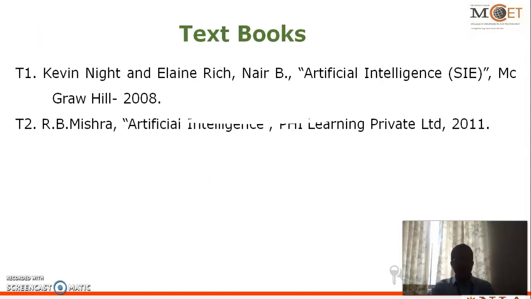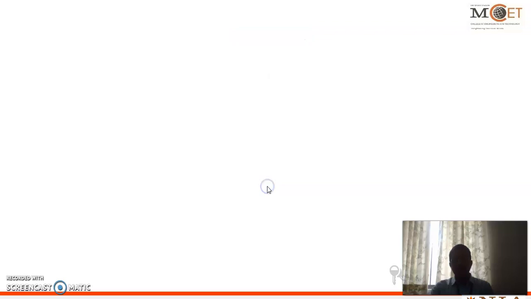And these are the textbooks you are going to follow. The textbook by Kevin Knight and Elaine Rich is a basic book which gives the details about artificial intelligence, so you can refer to this textbook. And R.P. Misra, Artificial Intelligence, is a Prentice Hall of India Learning Private Limited textbook. You can follow the topics in this textbook also.